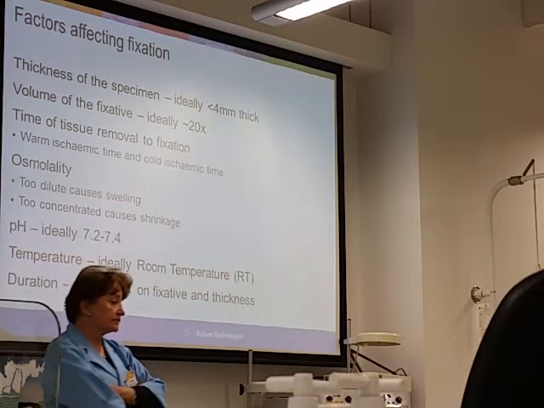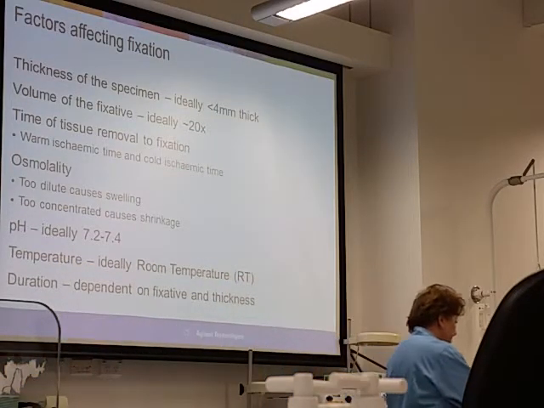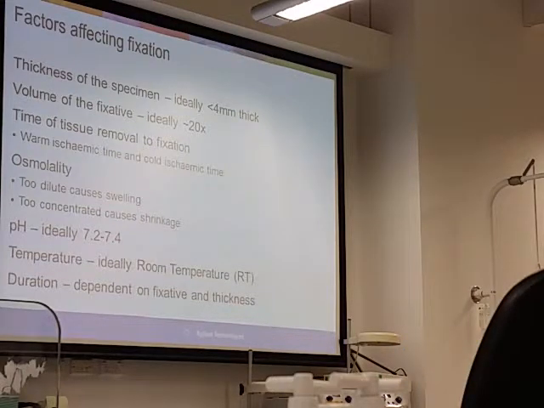pH is ideally 7.2 to 7.4. Room temperature is always advised, although there are a number of big private pathology labs that are working with microwave fixation and elevated temperature fixation just to try and speed up this process. And then, as you can appreciate, the duration would just be dependent on the type of fixative and the concentration that was used and how thick that sample was.